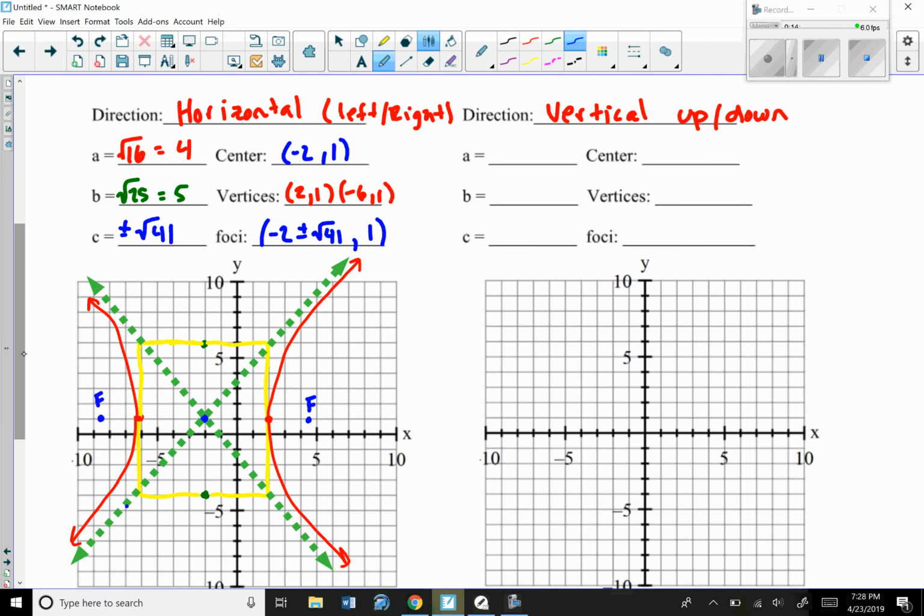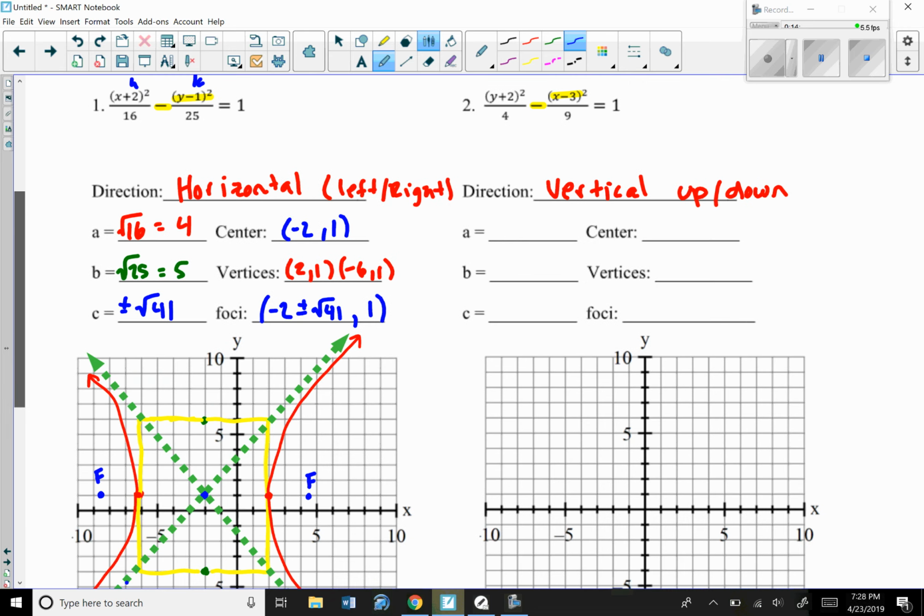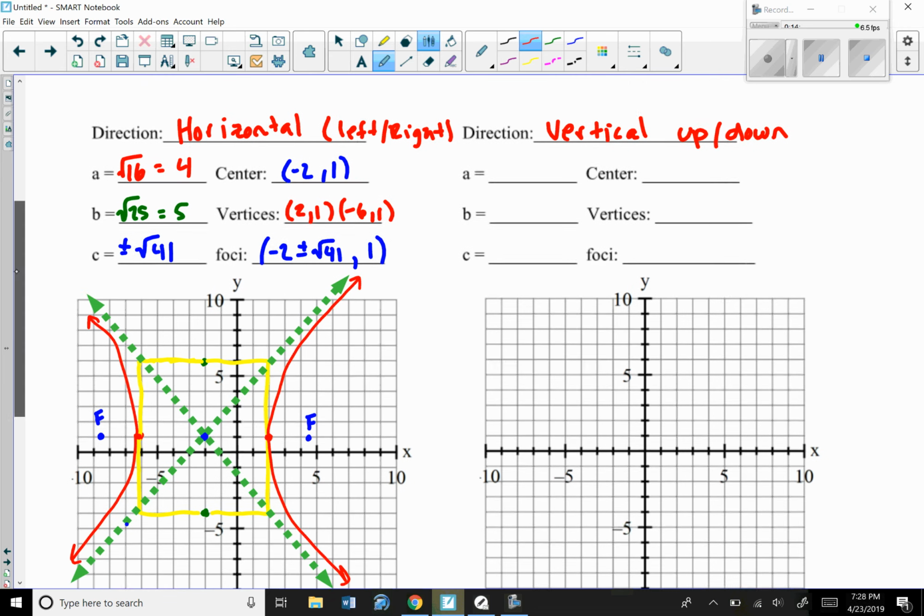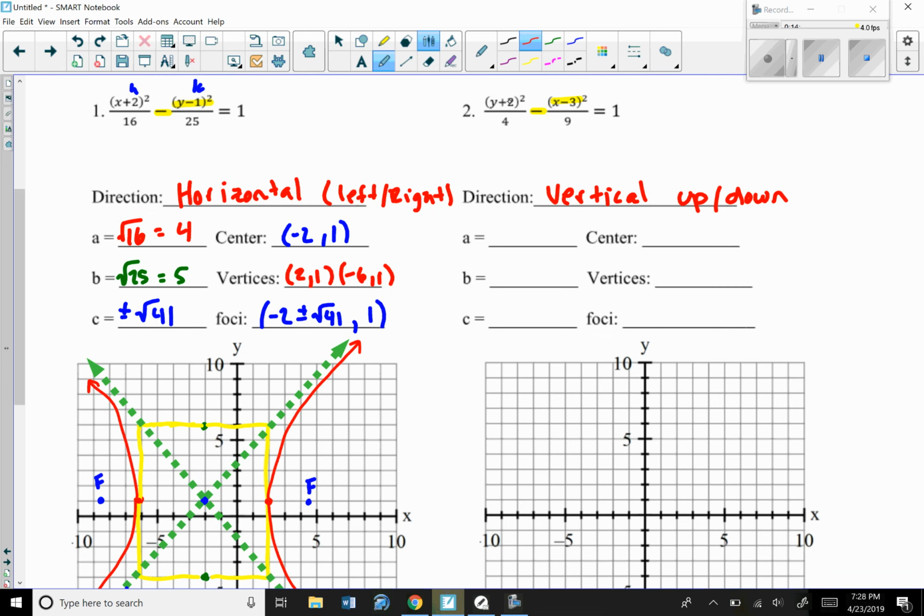So let's go ahead and look at the vertical one. So we're going to do the same thing. For the vertical one, if I look at the equation, the 4 is underneath the y now, so that means that's the a squared. So a is equal to the square root of 4, which is in this case 2. And b is going to be the square root of what's underneath the x, so the square root of 9, which gives us 3.